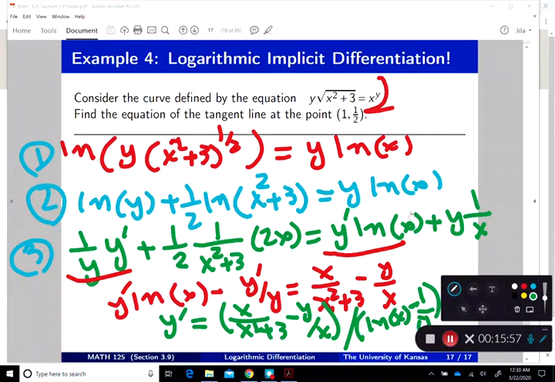Now let's try to plug in the x, y value in here to find the slope and then find the tangent line.